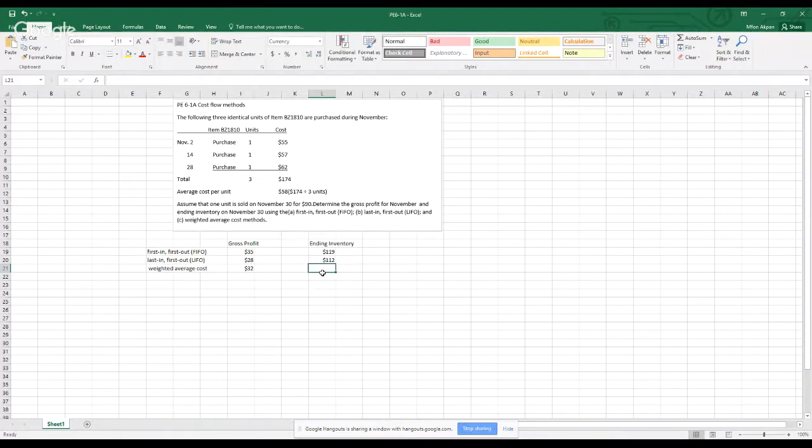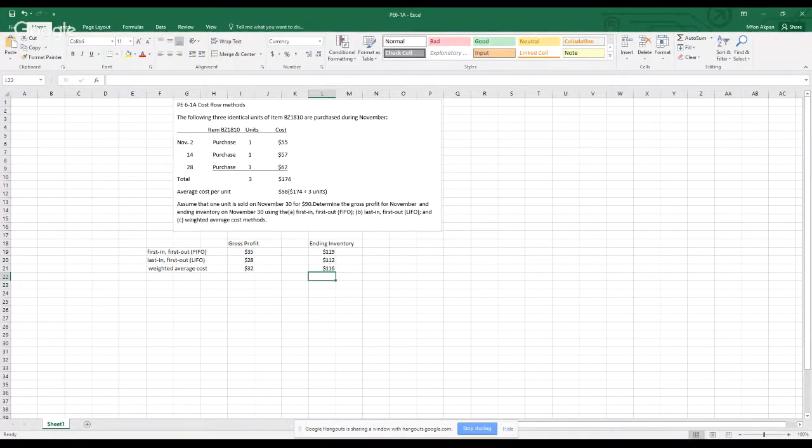Now, for the weighted average cost, let's look at this. So we're going to take the average cost per unit, which is $58, which has been calculated up here. We know we sold one unit, we've got 3, right? So that leaves 2. So that's $58 for average cost times the 2 units left. We've got $116. That's the value of our ending inventory.